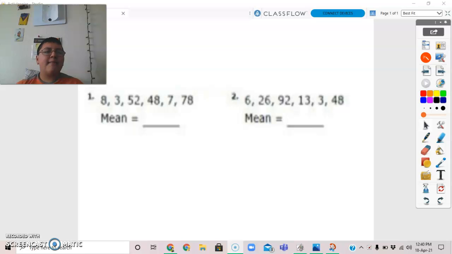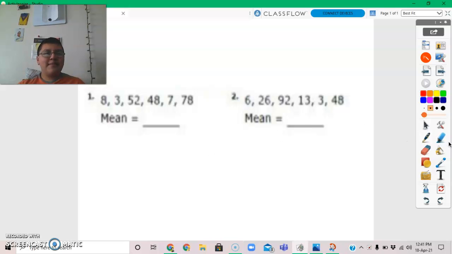Mean and MAD, which is mean absolute deviation. So as you can see now, I got my new writing tablet, so now we can be successful. We are going to begin by solving the mean, and then we're going to solve for the MAD.